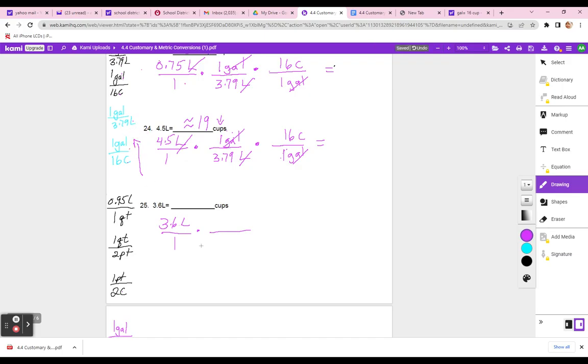Okay, we're going to convert the liters to gallons first. So 1 gallon is 3.79 liters. Want the liters to divide out. My answer will be in gallons, but I don't want my answer in gallons. My final answer I want in cups. So we want to divide out the gallons. 1 gallon is 16 cups. And now the gallons cancel. When we're done multiplying and dividing, your answer will be in cups. And when you're done, you're going to get approximately 15.16 cups.